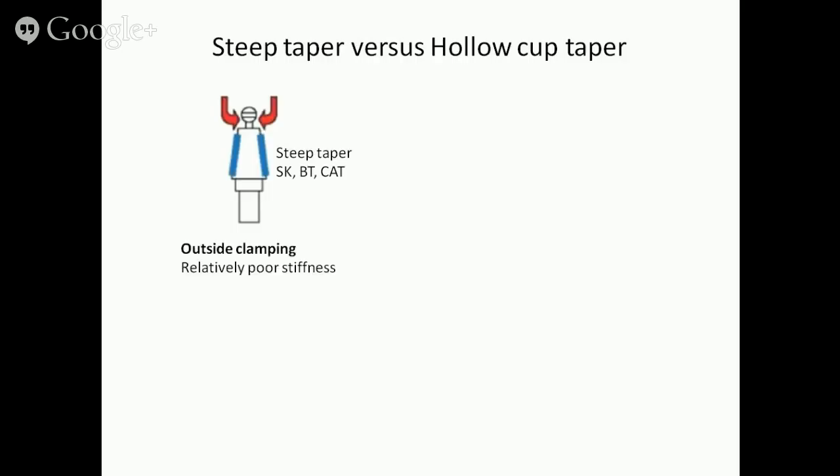Let's compare the two systems. The steep taper is an outside clamping device. It has a relatively poor stiffness, a good or fair radial accuracy, but a poor axial accuracy. It is not suitable for high RPM. The stroke for tool changing is relatively long, but steep tapers are widely used because of its moderate costs.